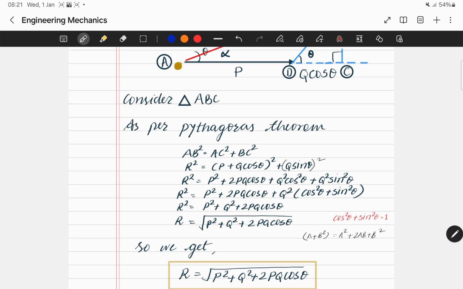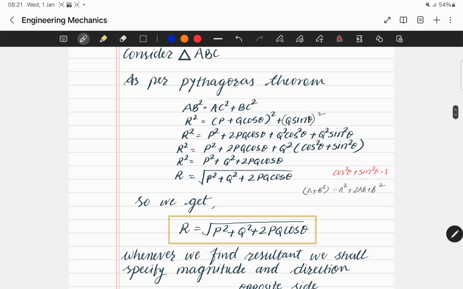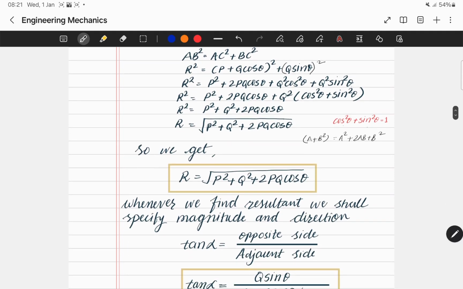Taking Q square outside the bracket, we have cos square theta plus sin square theta, and we know that this is equal to 1. So R square is equal to P square plus Q square plus 2PQ cos theta, and R is the root of P square plus Q square plus 2PQ cos theta. So we finally got the resultant of these two forces.